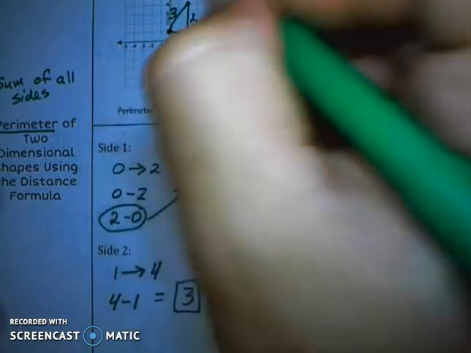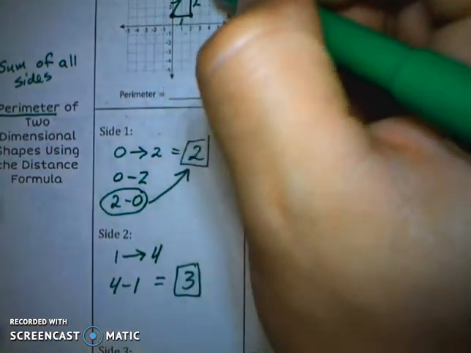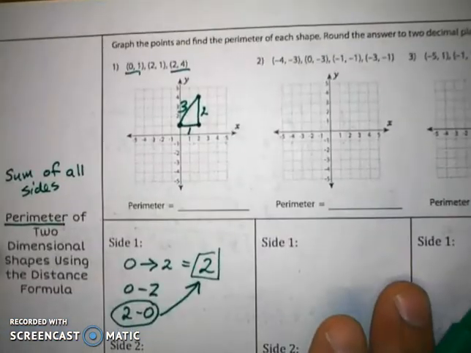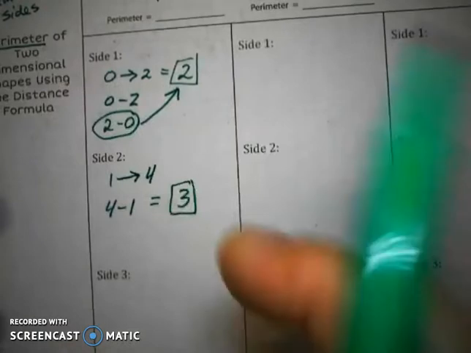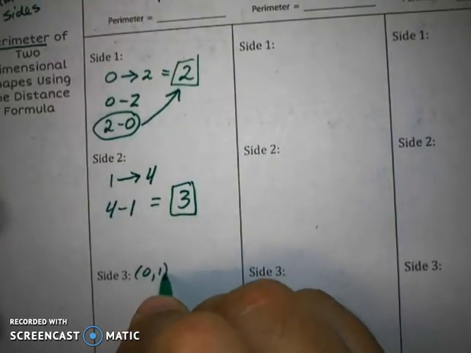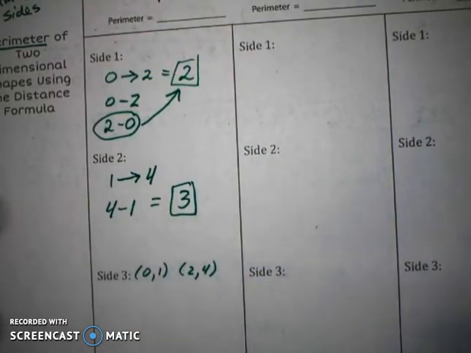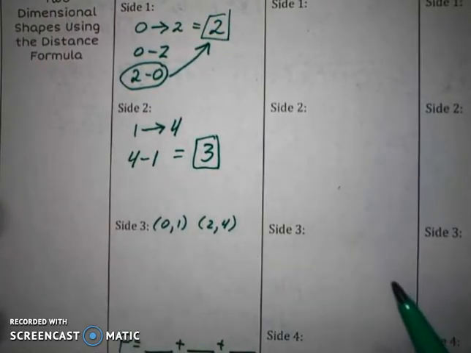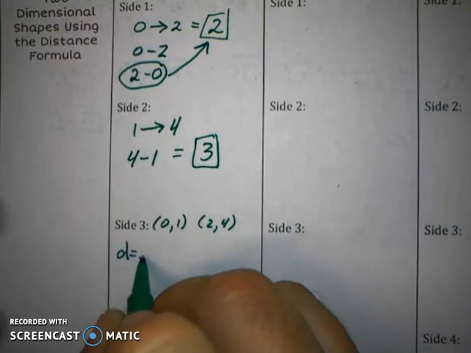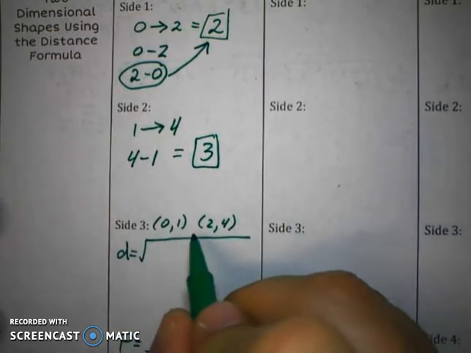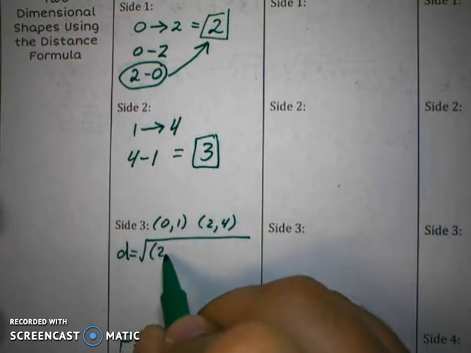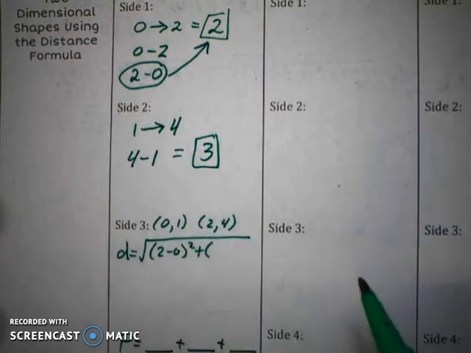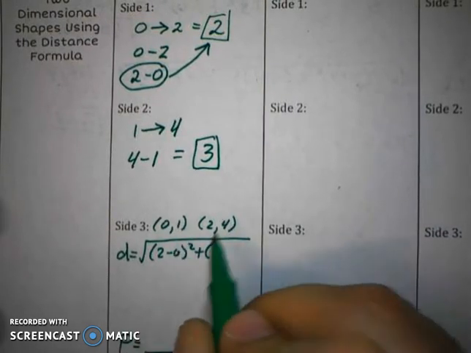And then side 3 is diagonal. We do have to use our distance formula there. So we're going to use these coordinates for side 3. We're going to use 0, 1, and 2, 4. So I will write those for you here. So we're going to actually use our distance formula to calculate that. The x's are 2 and 0, so I'm going to do 2 minus 0 squared. And then the y's in corresponding order are 4 minus 1.